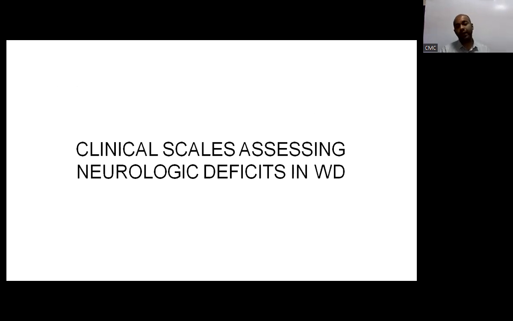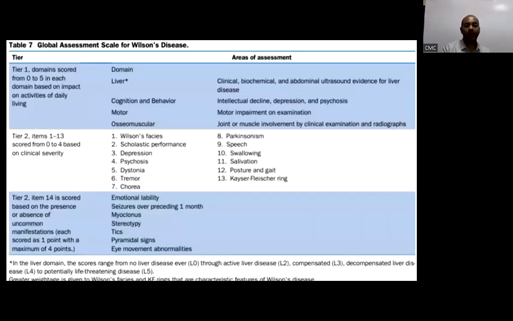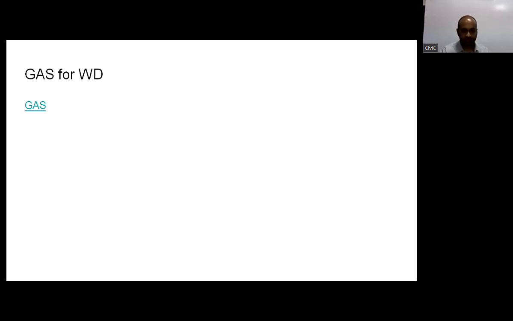So are there any clinical scales by which we can follow up Wilson's disease? There is a scale called the Global Assessment Scale. It has 2 tiers, tier 1, tier 2. Tier 1 has 4 domains: liver, cognition, behavior, motor, osteomuscular. Tier 2 has 14 characteristics: Wilson facies, scholastic performance, depression, psychosis. We will see one of the examples.